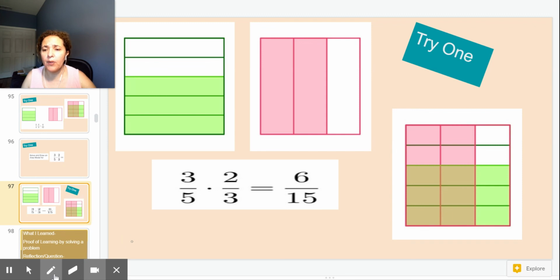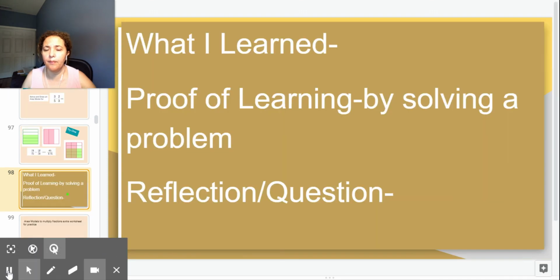So what did you learn today? So write down in your math notebook what you learned today, and do a proof of learning by solving a problem similar. So make up your own and do your area model for it. And then if you have a reflection or a question for me. And that's it for today.